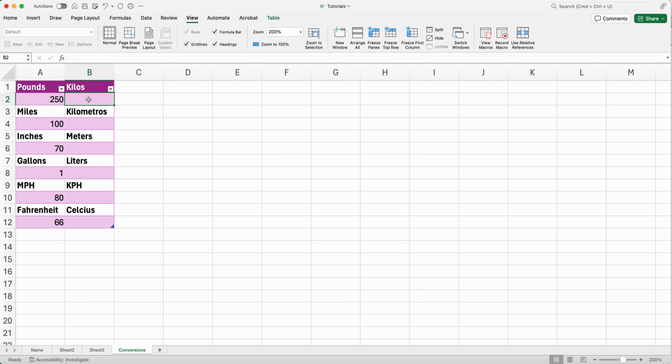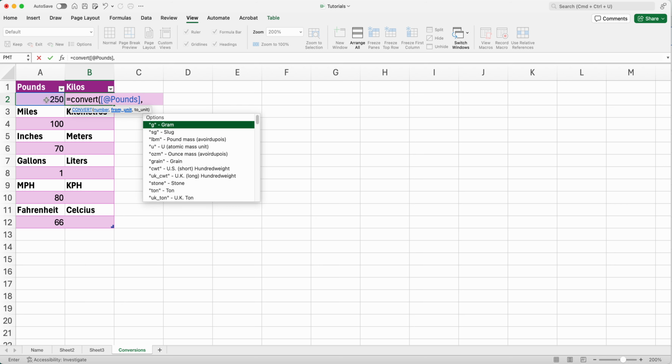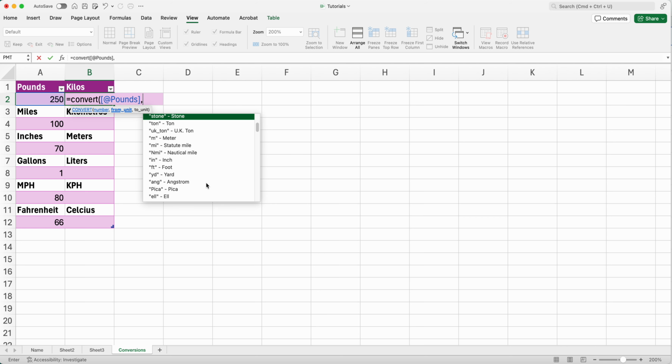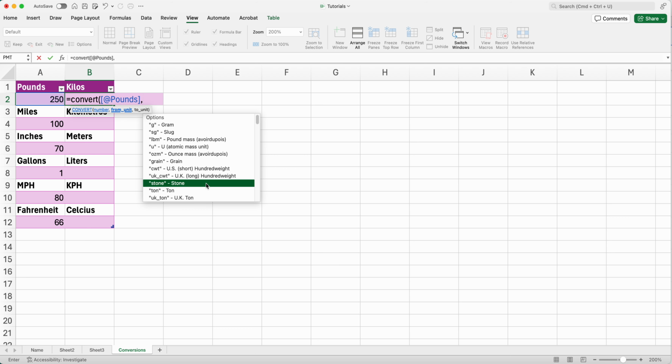You simply put equals, convert, parentheses. All your formulas have to have a parentheses. Then it walks you through it. Choose the number. We're going to go from here. Then, comma. What unit do we want that to go to? You can search for the unit here. You can look through and find it. We want to go to kilograms, which I happen to know is parentheses, you always have to do parentheses, kg. Then parentheses. That's kilogram.